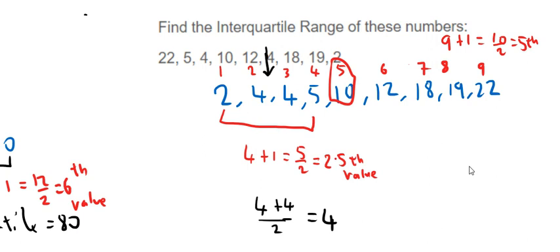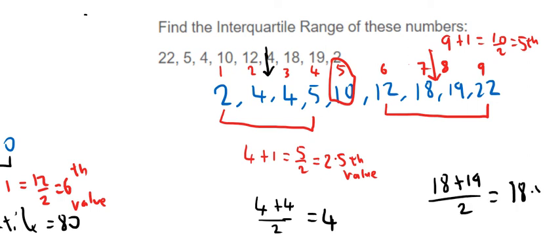And then for the upper quartile, it's going to be similar again. So it's going to be the 2.5 value in. So 12 will be the first one, 18 will be the second one. So it has to be in between 18 and 19. So you can almost just think what's exactly in between 18 and 19, and you should be able to see it's going to be 18.5. Or you could just do 18 plus 19 and then divide by 2. So that's 18.5. So that's my upper quartile.